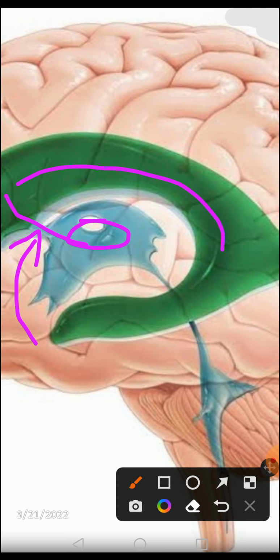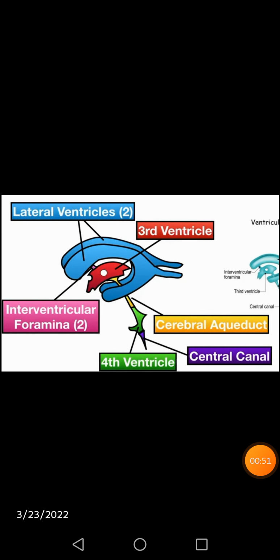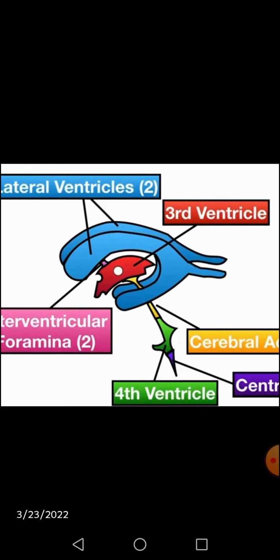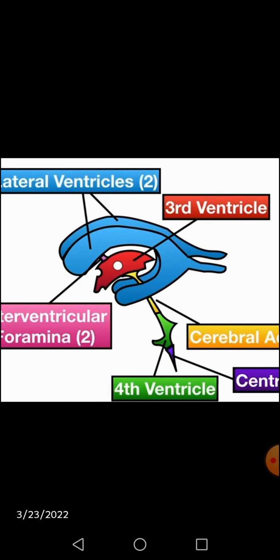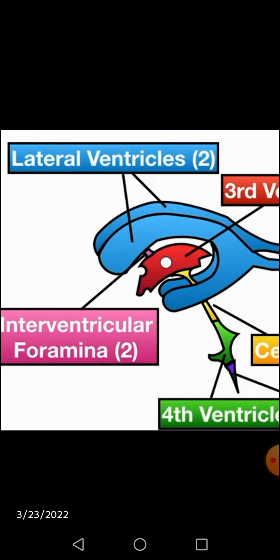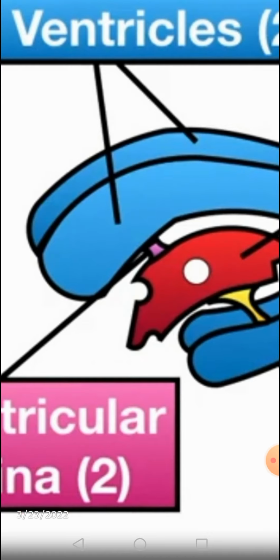the third ventricle. Now this third ventricle, through the cerebral aqueduct, communicates with the fourth ventricle, right? Now there is another schematic diagram to show you the two lateral blue colored ventricles, which are C-shaped, and they communicate with the reddish colored third ventricle through the interventricular foramen, shown in purple, right?